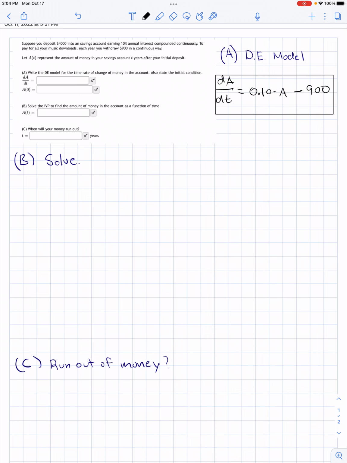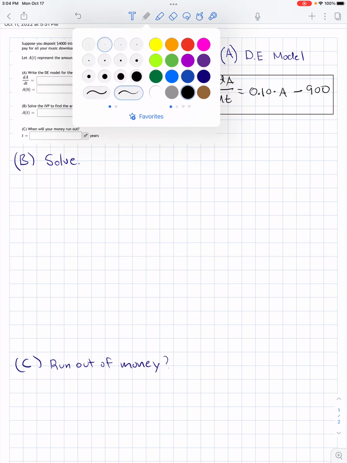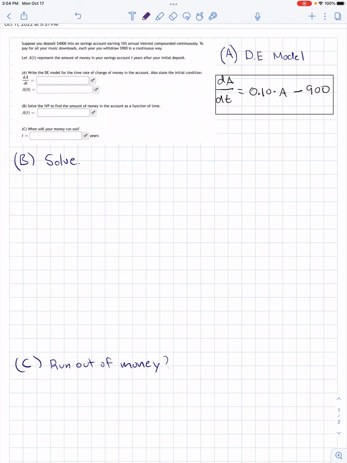And we're almost good. Oh, we also need an initial condition. And our initial condition, we know to start with, was that we originally have $4,000, right? When we first put it in. And that's part A, finding a differential equation model with our initial condition. And at this point, we can actually solve the initial value problem.